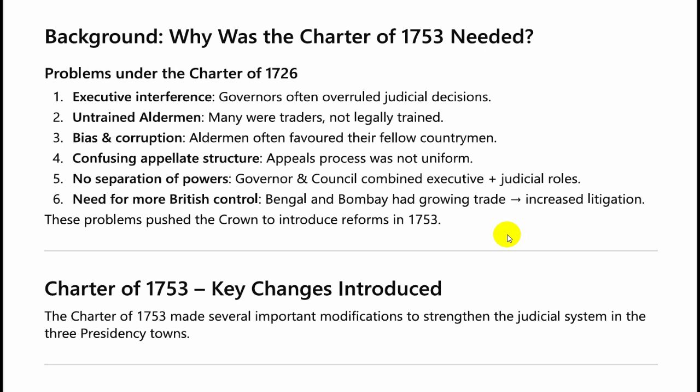Also, there was more need for British control over the functioning of these courts in India. Bengal and Bombay had seen a lot of growth in trade as well as in population in the presidency towns. This led to increased litigation. Therefore, there was this need for a reform in the 1726 Charter.